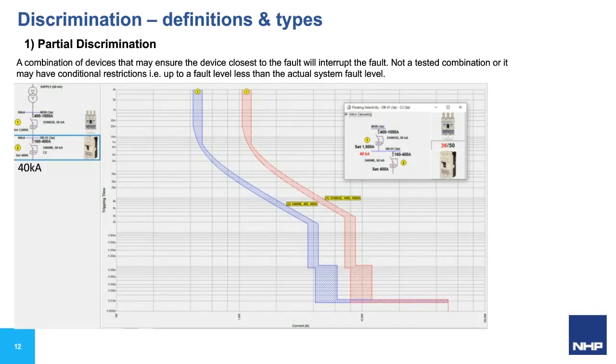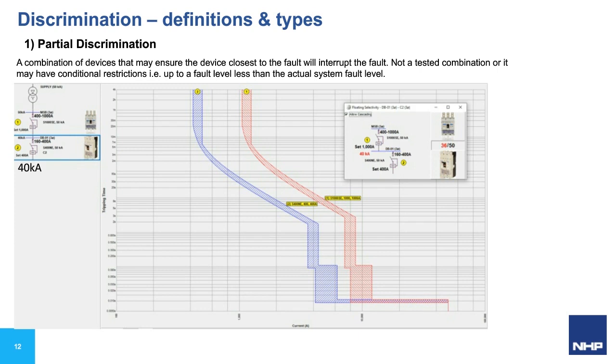So let's look closely at discrimination, the definitions, and what it brings. Partial discrimination may occur when the time current curve of the downstream device overlaps that of the upstream device beyond the selectivity level nominated. This means that there may be conditional restrictions on the level required to be achieved. This may be determined against the prospective fault level at the downstream device or the breaking capacity of the downstream device. In this example, we see that the prospective fault current at C2 is 40 kA, whereas selectivity is only achieved up to 36 kA: partial discrimination.